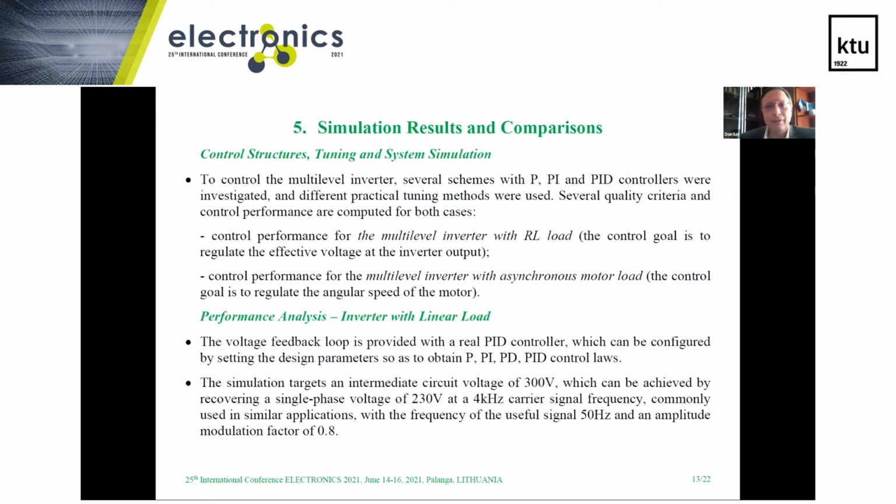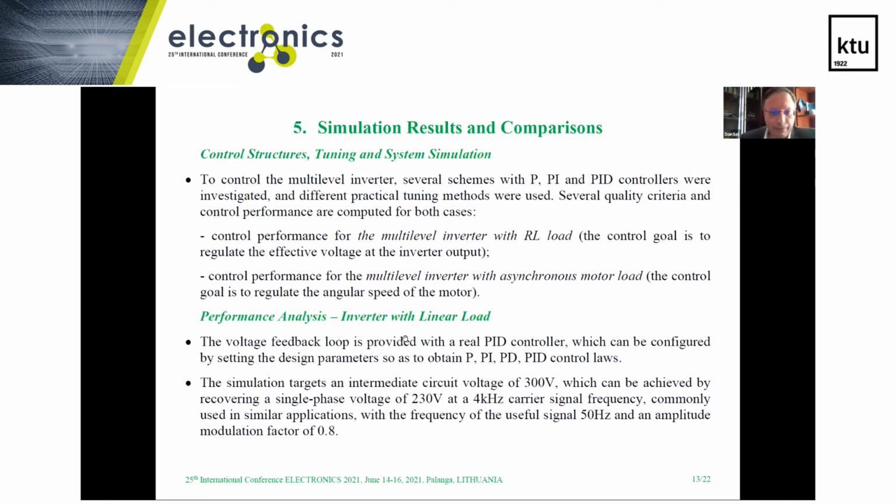To control the multi-level inverter, we used in simulation several schemes with P, PI, and PID controllers and different practical tuning methods. And we have 2 simulation cases. We try to assess the control performance for the multi-level inverter with RL load, and here the control goal is to regulate the effective voltage at the inverter output. The second case is to evaluate the control performance for the inverter with motor load, and in this case, the control goal is to regulate the angular speed.